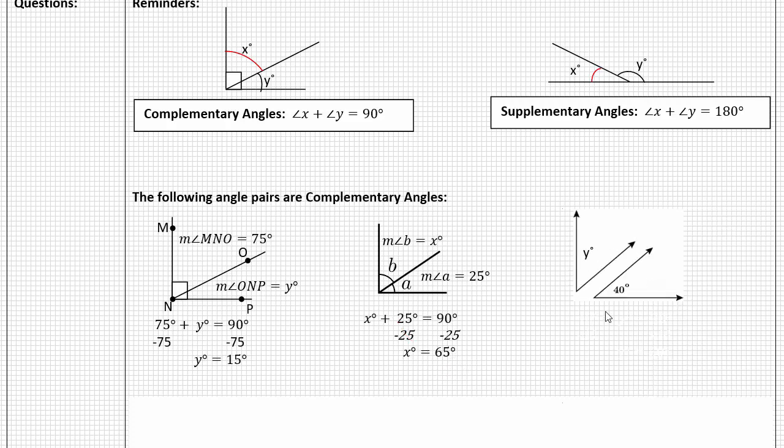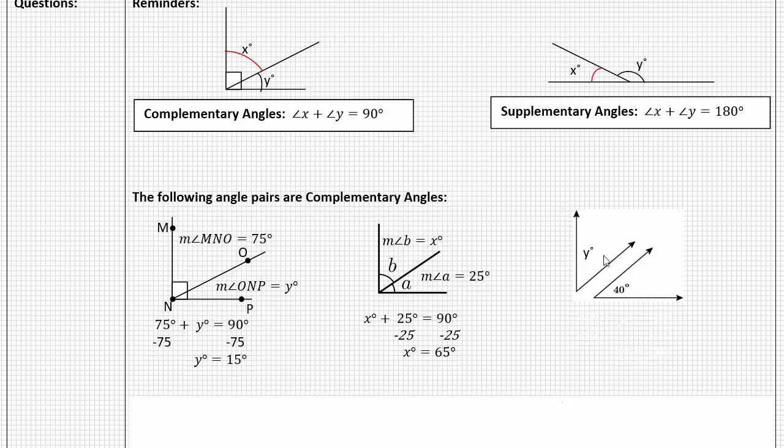Now it's important to know that not every pair of complementary angles are also going to be adjacent, meaning they're not always going to be connected like this. Sometimes you might just be given two angles and be told that they're complementary. Again, they're telling you if they're complementary that their sum is 90 degrees. So go ahead and see if you can set up and solve for this.